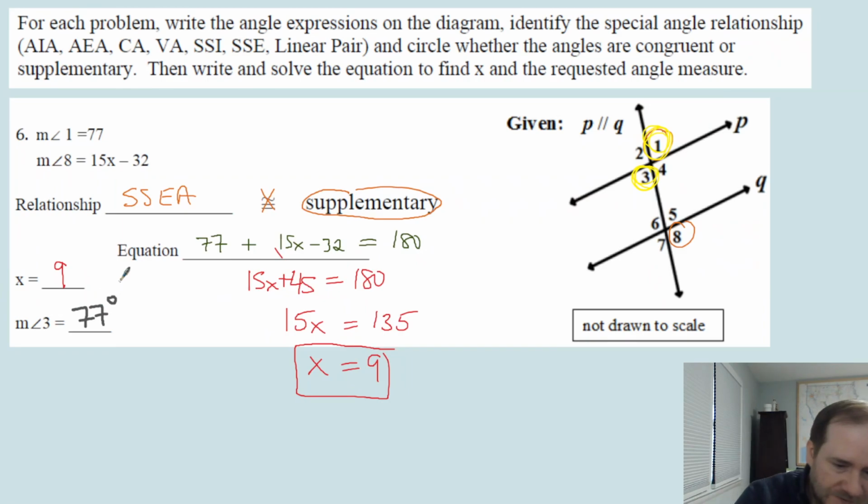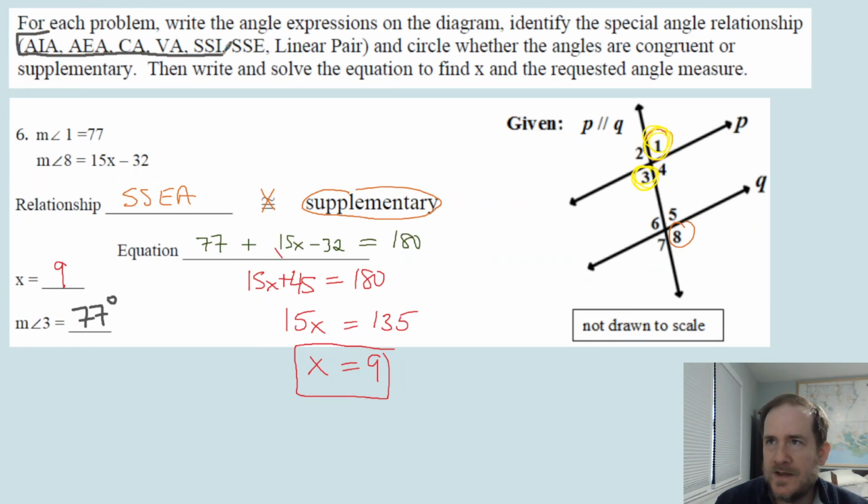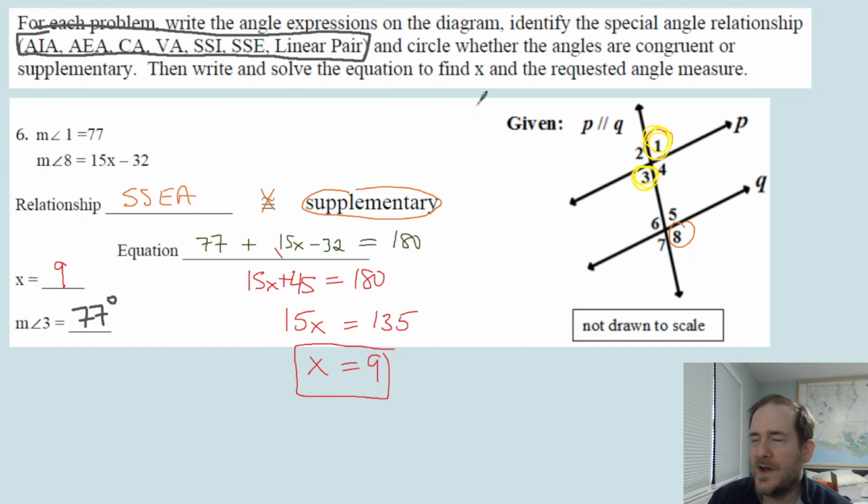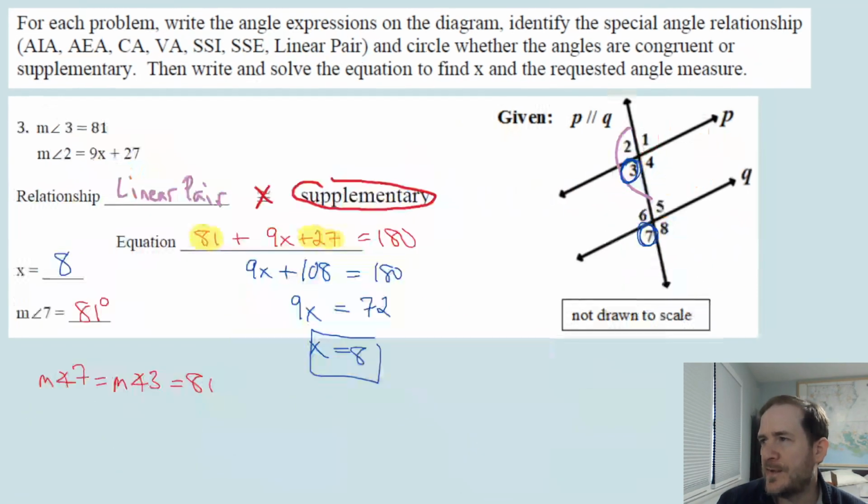So that's it. That's your whole review sheet. I hope everything's making sense to you. I hope you studied all of your special angle pairs. You got to know these inside and out. So know them when you see them. You got to be able to give examples of every single kind. You got to know how to write your equations and solve them. That's going to be the biggest part of the quiz, I would say, is knowing which special angles are which, knowing how to write and solve your equations. If you can do that, you're going to be in a pretty good position.